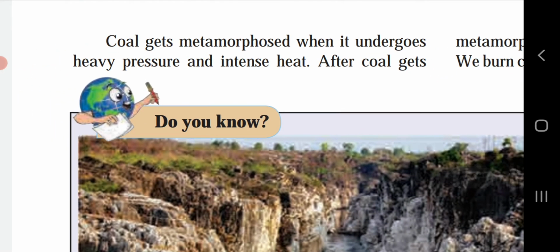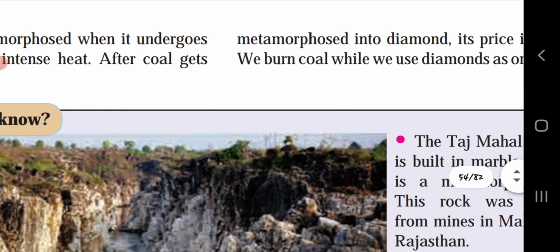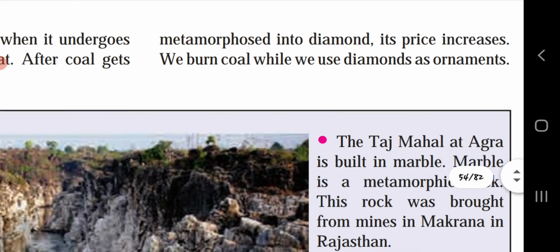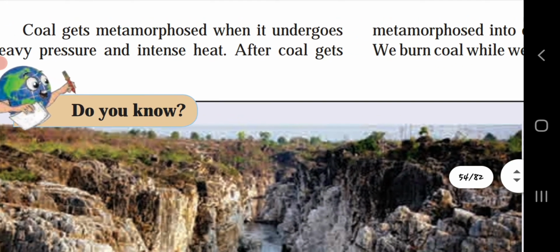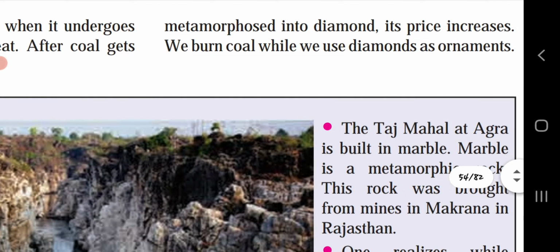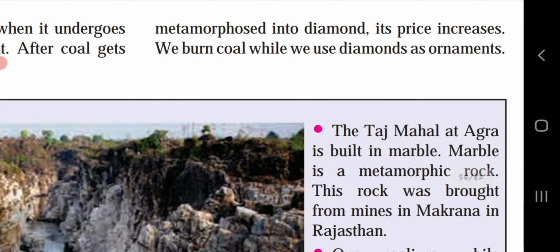Coal gets metamorphosed when it undergoes heavy pressure and intense heat. After coal gets metamorphosed into diamond, its price increases. We burn coal while we use diamonds as ornaments. So here it is given that coal gets metamorphosed under heavy pressure and heat, it converts into diamond, and its price increases.